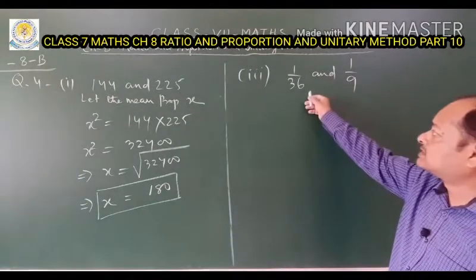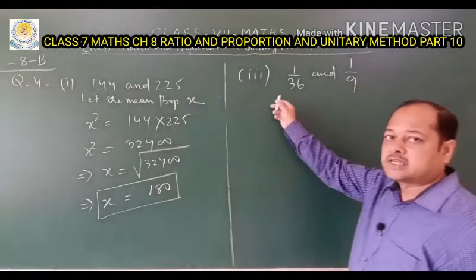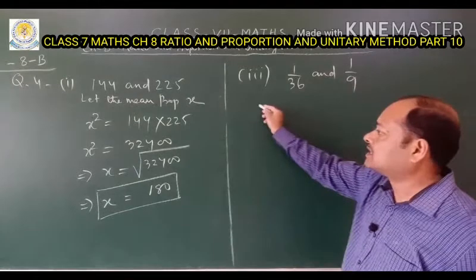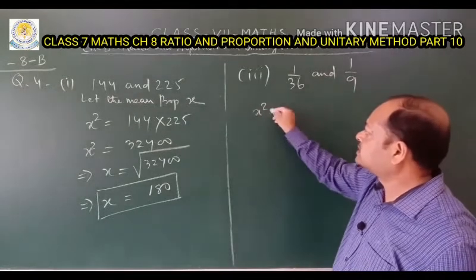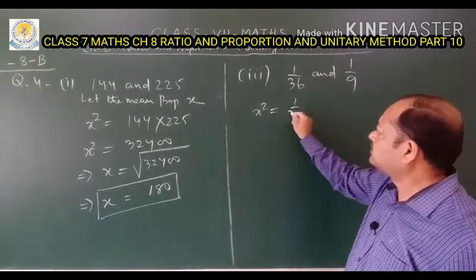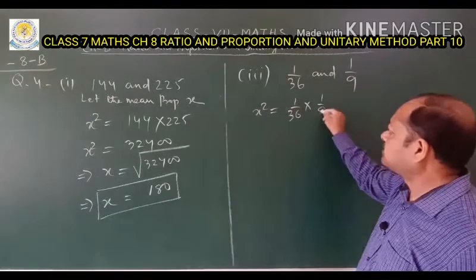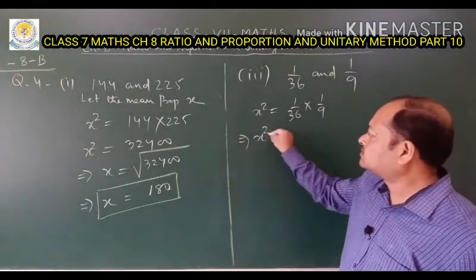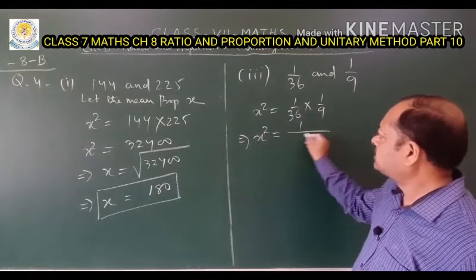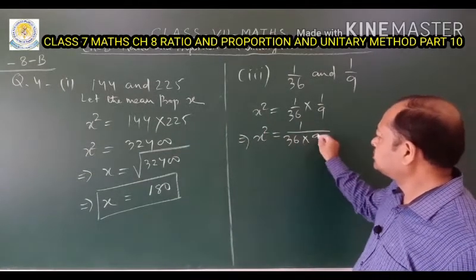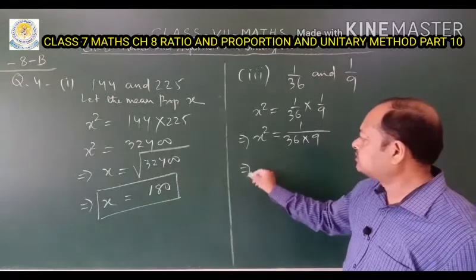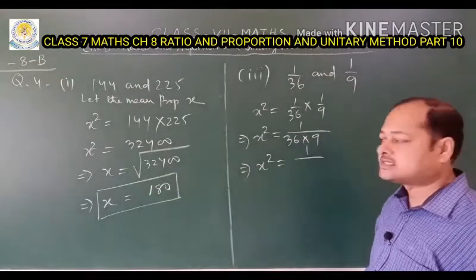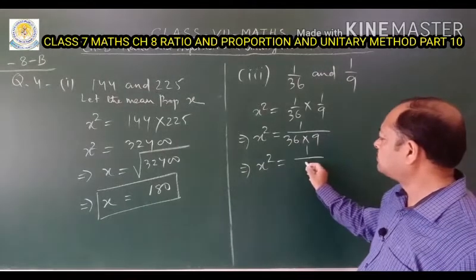Okay. Now look at the next question. It is given, find the mean proportional again between these two fractions. So the same formula applies here, that is x square equals 1 upon 36 into 1 upon 9. So what result do you get here? x square equals 1 upon 36 into 9, that is x square equals 1 upon, if you multiply 36 into 9, how much will you get?